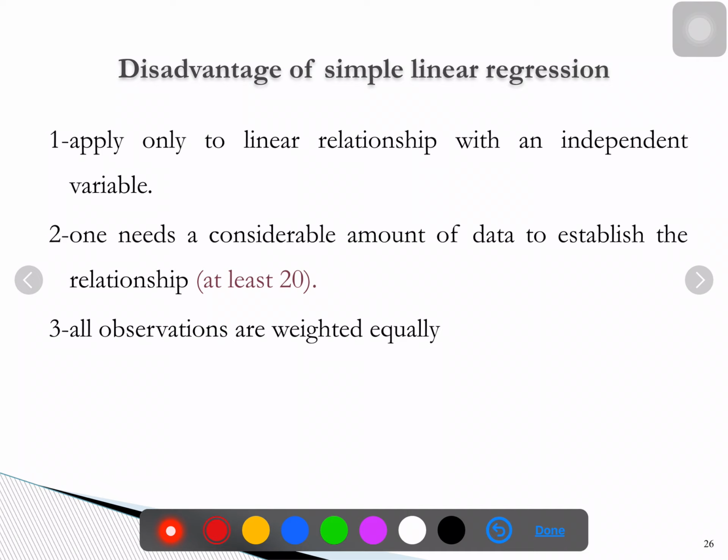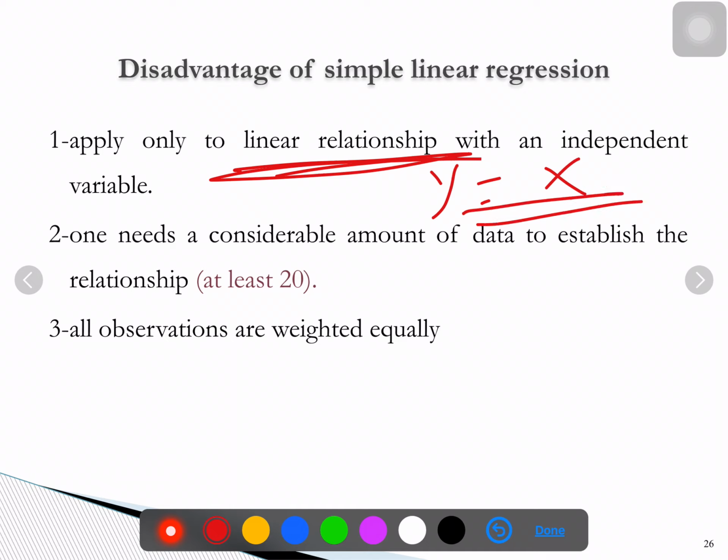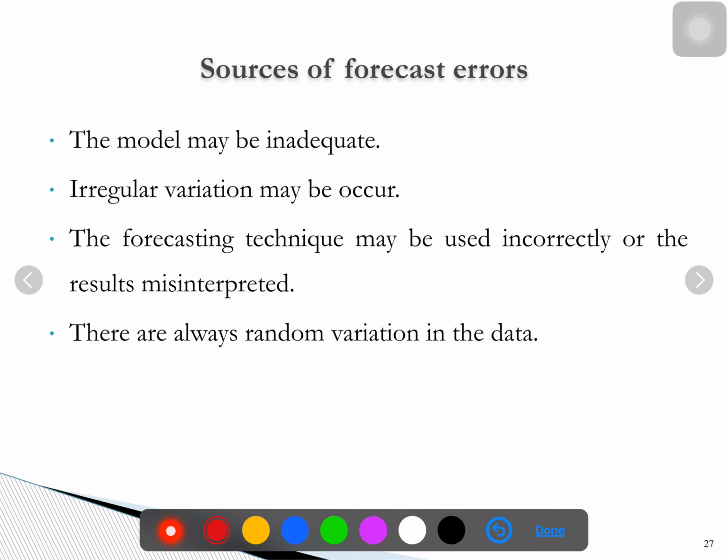The disadvantage of simple linear regression is that it applies only to a linear relationship with an independent variable. We can only apply such a technique if there is a linear relationship between the independent variable and the dependent variable. One needs a considerable amount of data to establish the relationship, so we should have enough data, 10 years, 20 years. All observations are weighted equally. These are some of the disadvantages of such techniques.